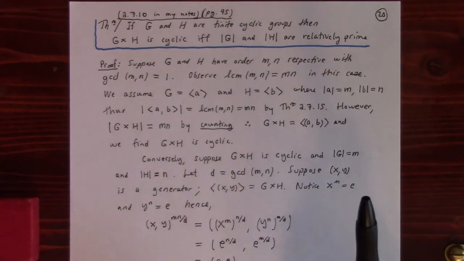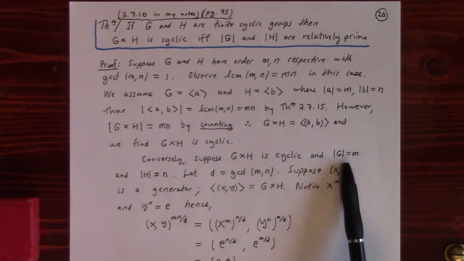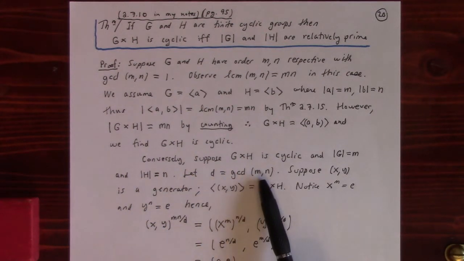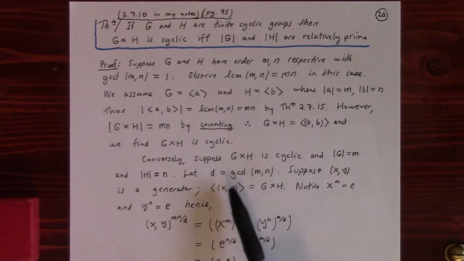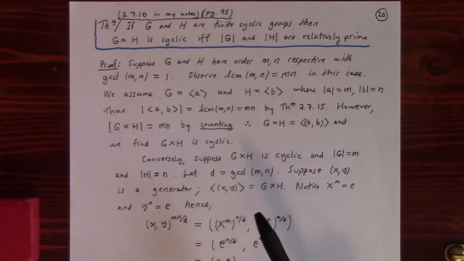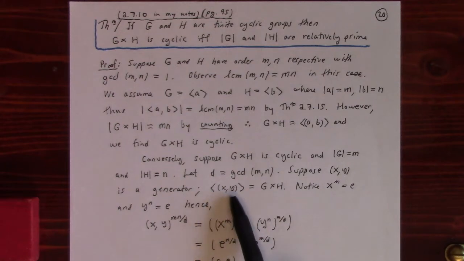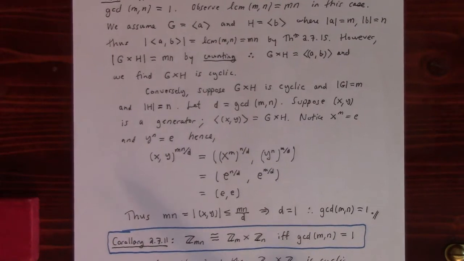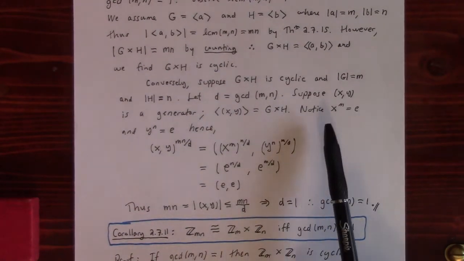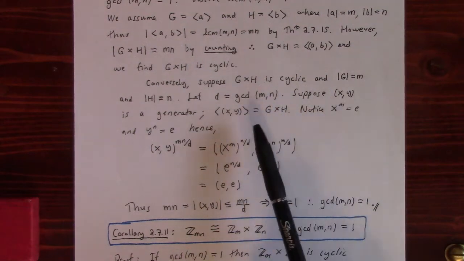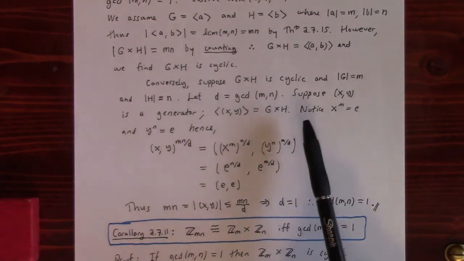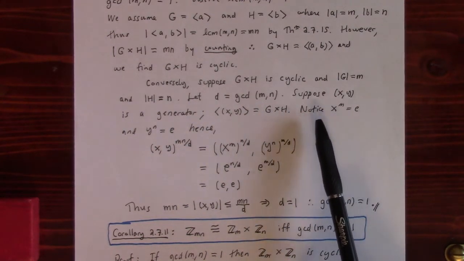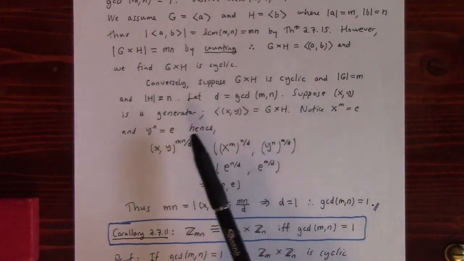Conversely, suppose that G cross H is cyclic and that the order of G is m and the order of H is n. Let d be the greatest common divisor of m and n. Suppose (x, y) is a generator. We can do that because we assumed it's cyclic, and the subgroup generated by (x, y), of course, is G cross H. Notice then that x to the m is equal to e and y to the n is equal to e, because the order of G is m and the order of H is n, and x and y are elements of the groups. Of course any element to the order of the group is the identity.